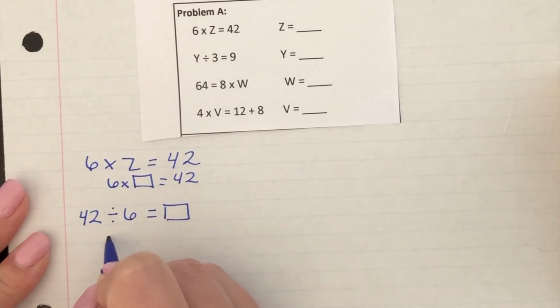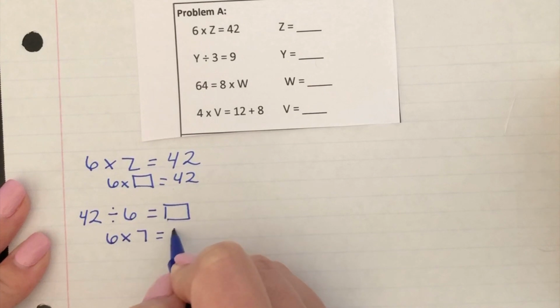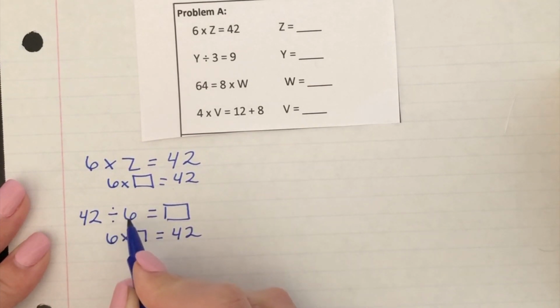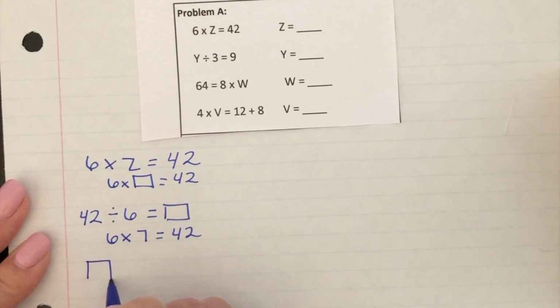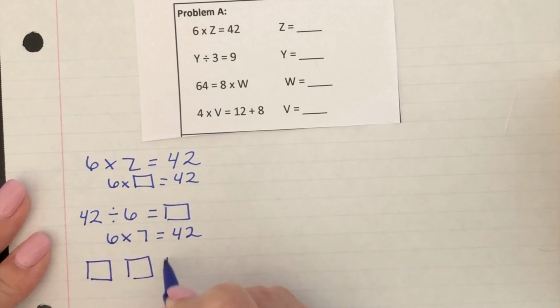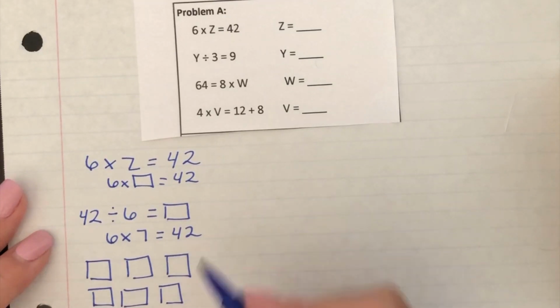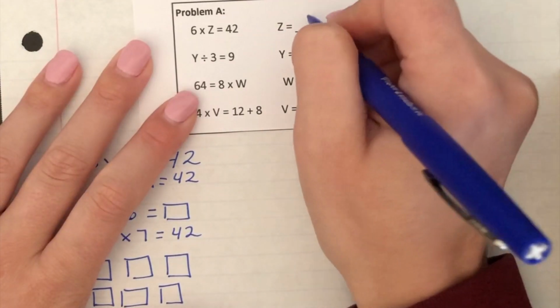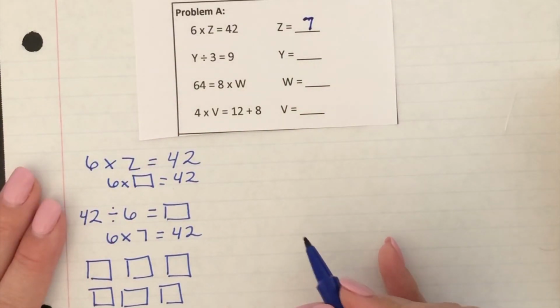I know that 6 times 7 equals 42, but I could also split 42 up into 6 groups as well. So my answer for this one is 6 times 7 equals 42.